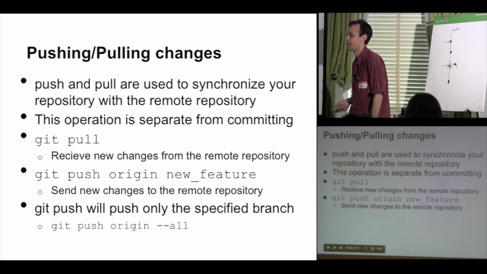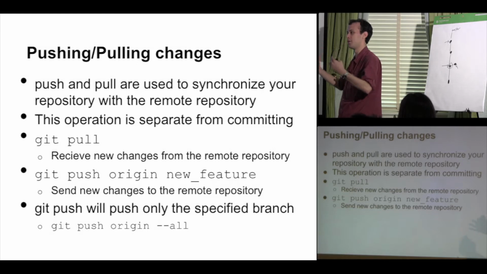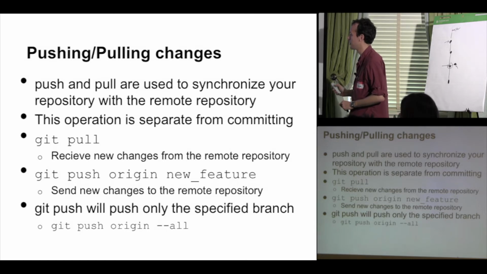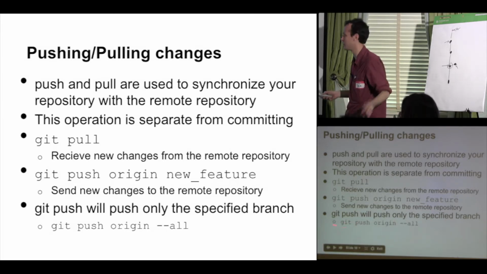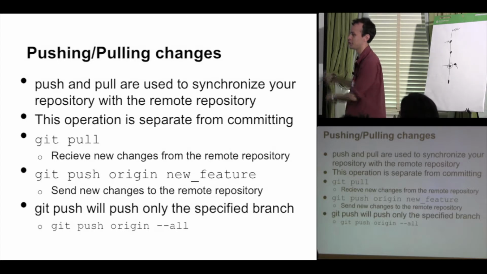How is the pull different from a clone? A pull is different than a clone: clone downloads the whole history into a new directory. Once you are in that new directory, pull downloads new changes. Git push will push only the specified branch. If for some reason you've changed tons of branches and don't want to type git push 12 different times, git push origin --all will push all of the changes to all of your branches.